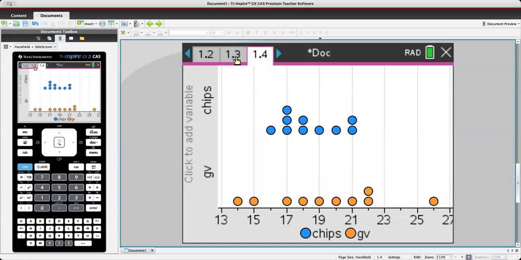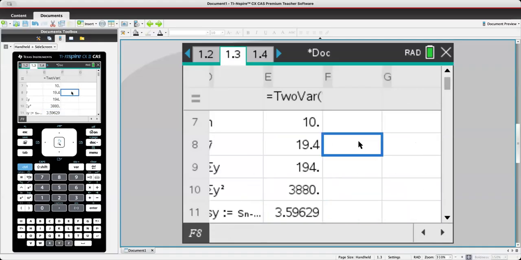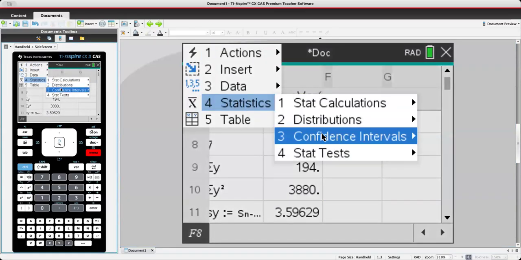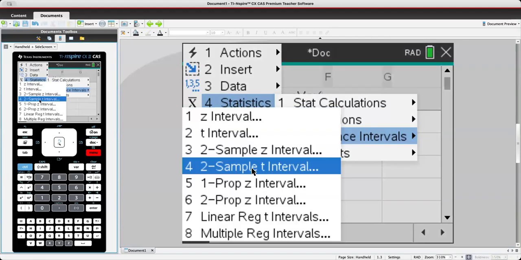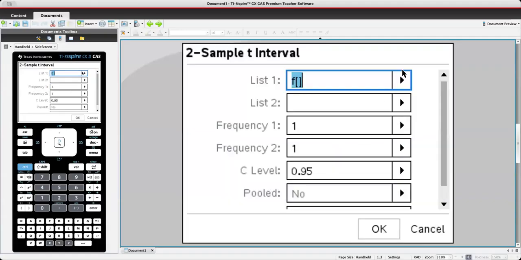And I'm going to go back to the spreadsheet here because I want to import the data that's already in there. And so you must do that from the spreadsheet. So here I'm going to go to menu and statistics and confidence intervals. And this is a 2 sample T interval, option number 4 there. And I'm going to import the data. And then select the variables. So I got the Chips Ahoy. And I got the grade value. And then I've got to change my confidence level to 0.99.